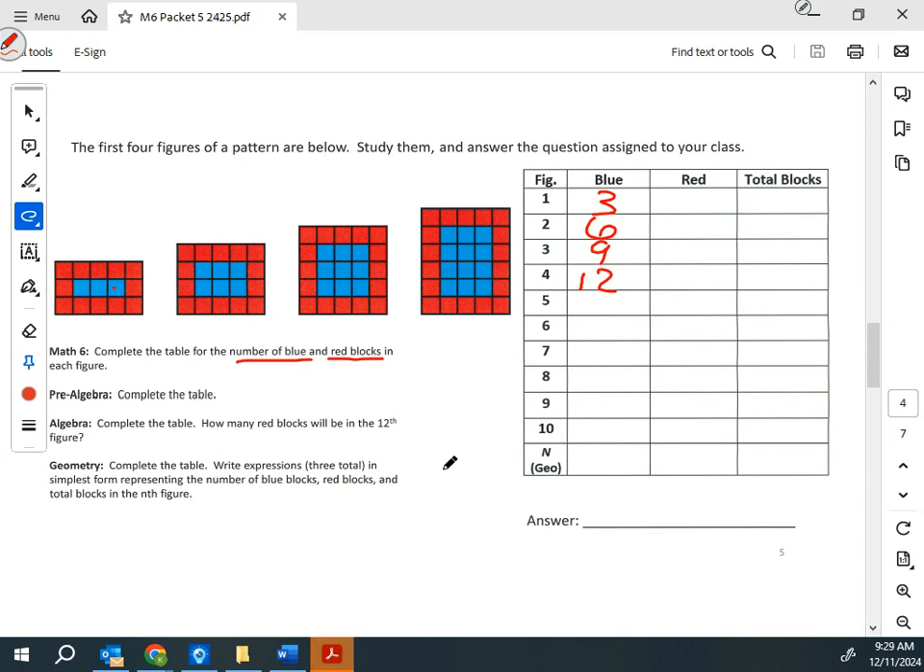Now we have to do the red. The red has 12 in the first figure, 14 in the second, 16 in the third, 18 in the fourth. Again, see if you can find what we're skip counting by and carry it on. So he did give us easy patterns here to carry on. All right. Next page.